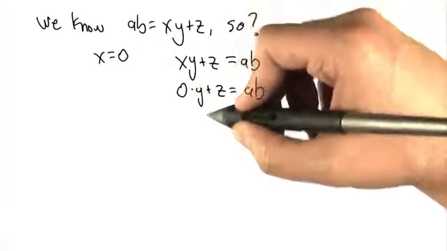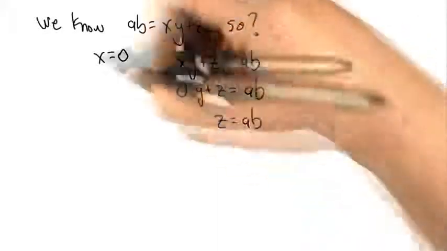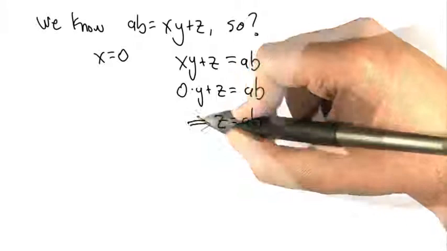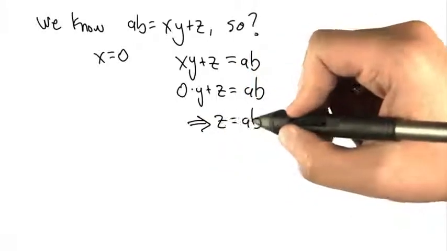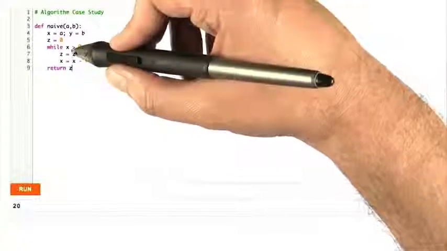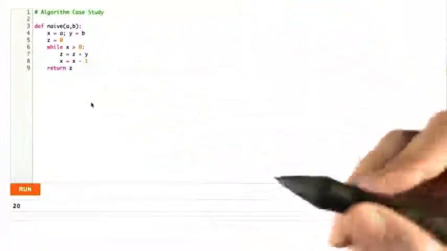Well, 0 times y is 0, so this is actually saying that z has to be equal to ab at the end of the loop. Once x reaches 0, z has to equal ab. Keep in mind, that's exactly what we return, the value of z. So the thing that is returned is going to be a times b. Let's just take a look at the code again and see that that's what it's doing. Each time it goes through, it's decrementing x, accumulating the values in z, and eventually when x is exhausted, it returns z, and it is exactly a times b.